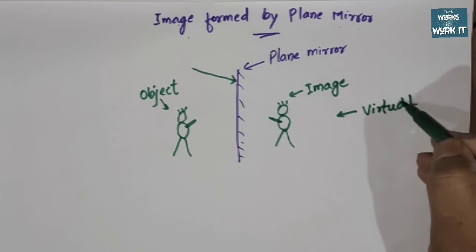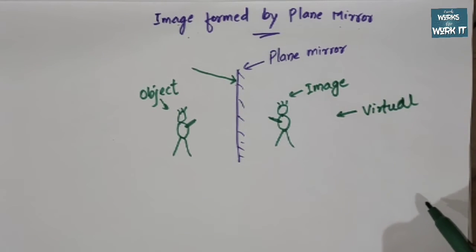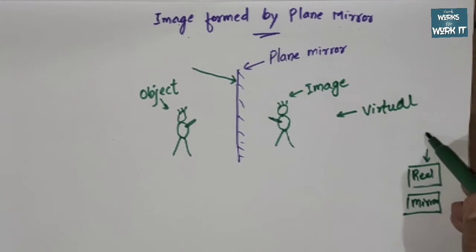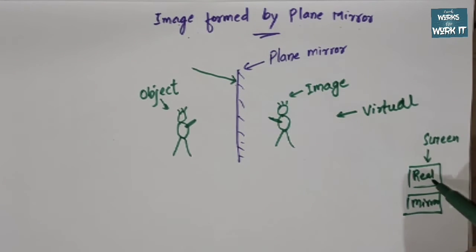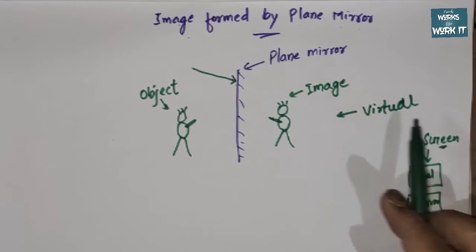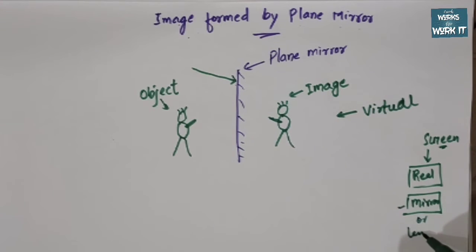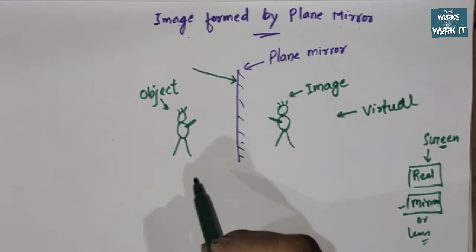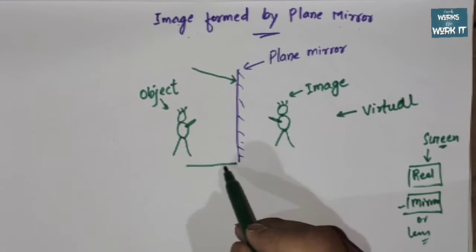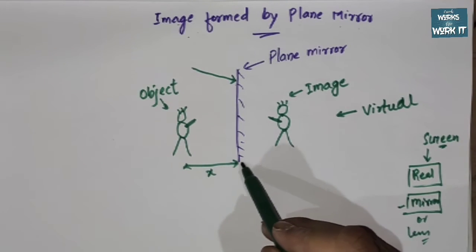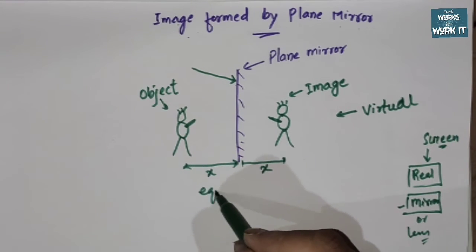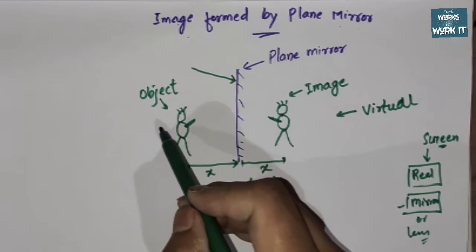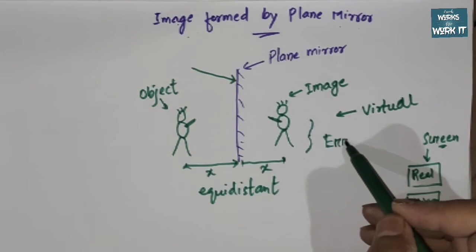So let's have its first characteristic. The image is virtual. A virtual image is formed only in a mirror and a real image is on the screen. We have already discussed the real image and virtual image earlier. So a virtual image is formed only in a mirror or on a lens. Next, the distance of the person or the object from the mirror is the same as the distance of the image. Okay, they are equidistant.